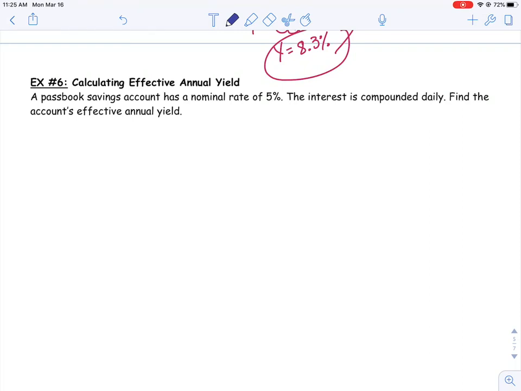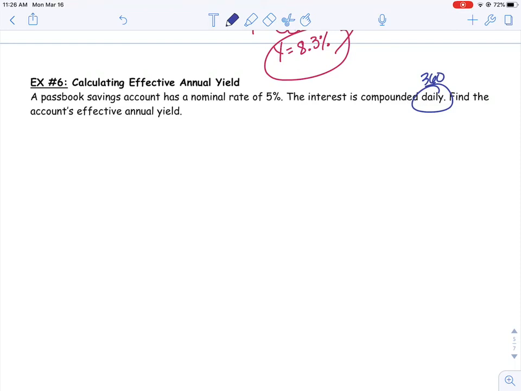So it says here a passbook savings account has a nominal rate of 5%. The interest is compounded daily. Find the account's effective annual yield. Okay, here's the tricky part. Daily, we always think of as 365, but banks actually use 360. It started a long time ago when, before they had all this technology and calculators, that 360 was easier to divide by, and they've actually just kept it 360.